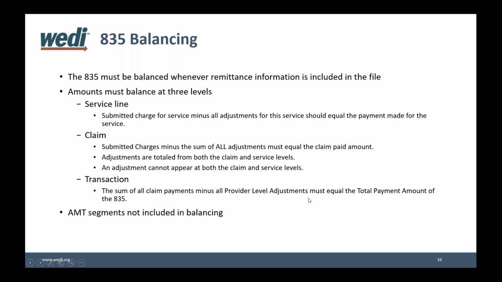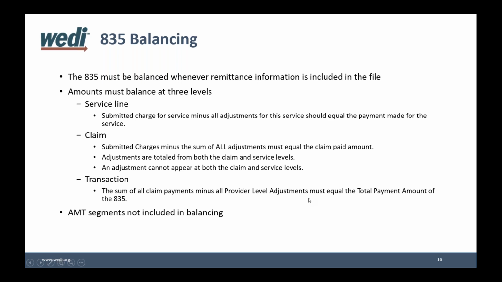At the very lowest level, and as you can see, there are 3 levels that you need to balance, but the lowest level is your service line. Every individual service line has the total charge amount, it would have the payment, and then it would show the adjustment. And we're going to talk about adjustments in a few minutes. But those 3 pieces of information will balance your service line. And it's a simple calculation. Total charges minus any adjustments equals the payment.